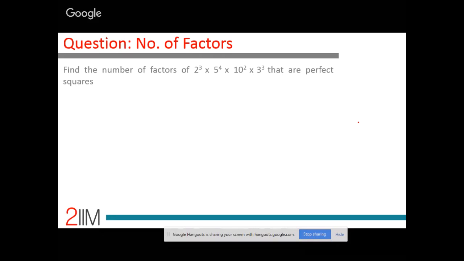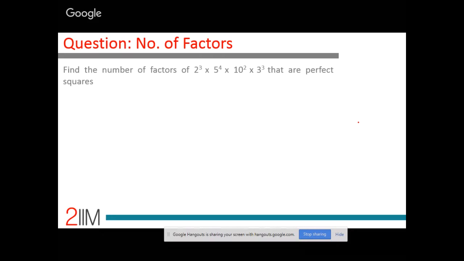We want to find the number of factors of 2 cube into 5 power 4 into 10 square into 3 cube that are perfect squares. We're going to take this prime factorization and then find factors that happen to be perfect squares. There is one funda about prime factorization of perfect squares that you need to know. What is that funda?